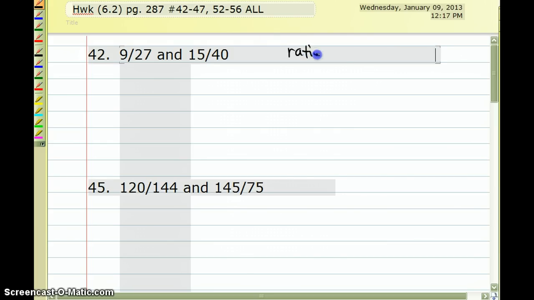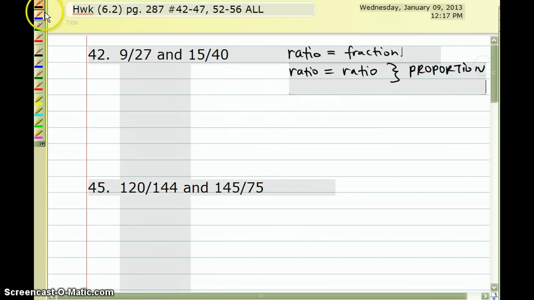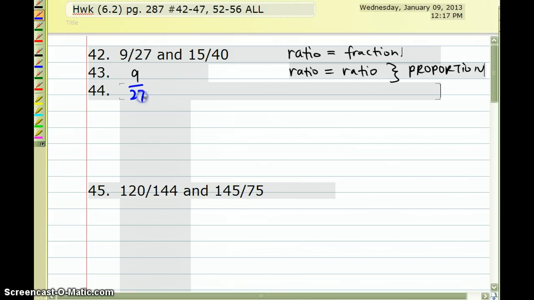Just to briefly review, a ratio we know is written in the form of a fraction. So here we see two fractions, two ratios. When a ratio is equal to another ratio, that is known as a proportion. Okay, so I want to know if 9 over 27 is equal to 15 over 40.